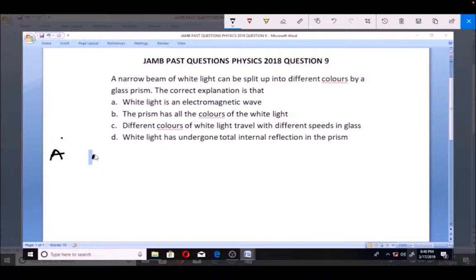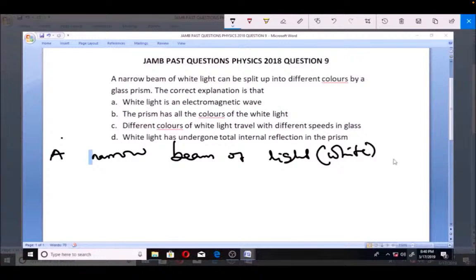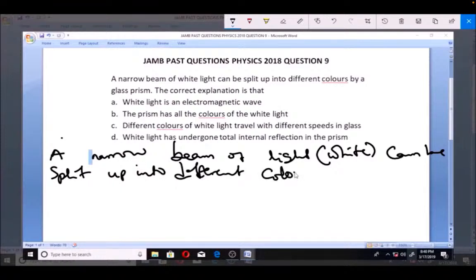So we say that a narrow beam of light, what happens to a narrow beam of white light? It can actually be split up. A narrow beam of white light can be split up into different colors, by a glass prism. So if you want to split up a narrow beam of white light, you use what we call a glass prism.